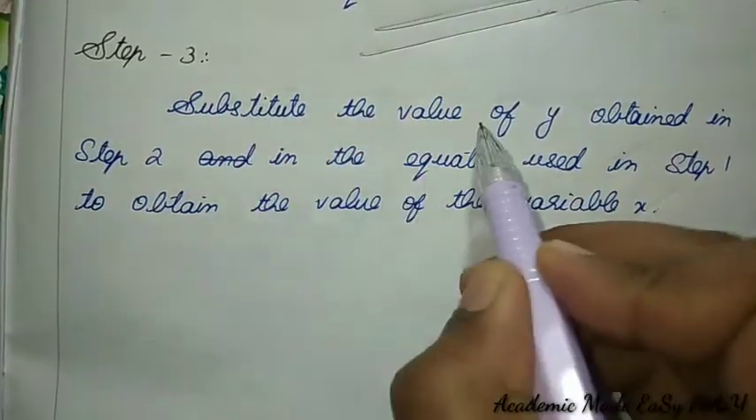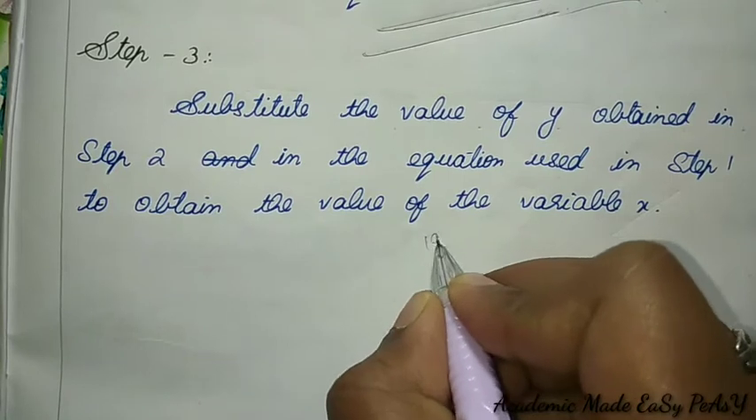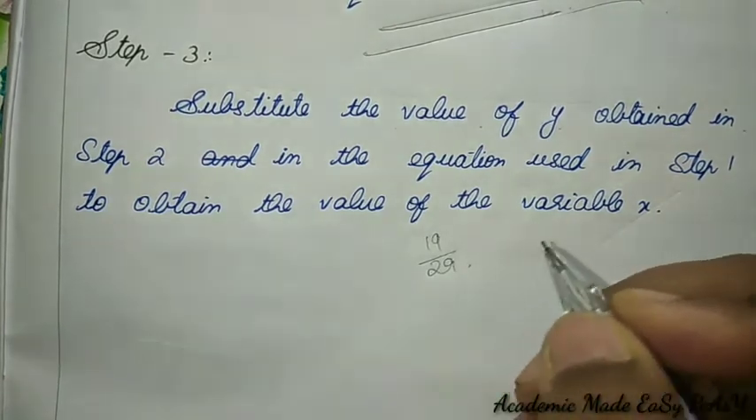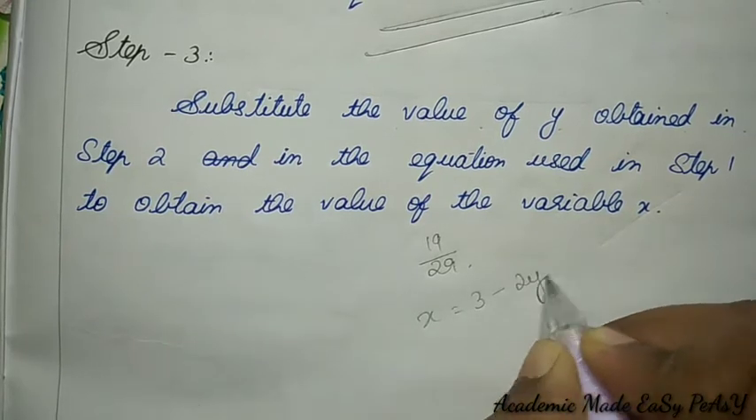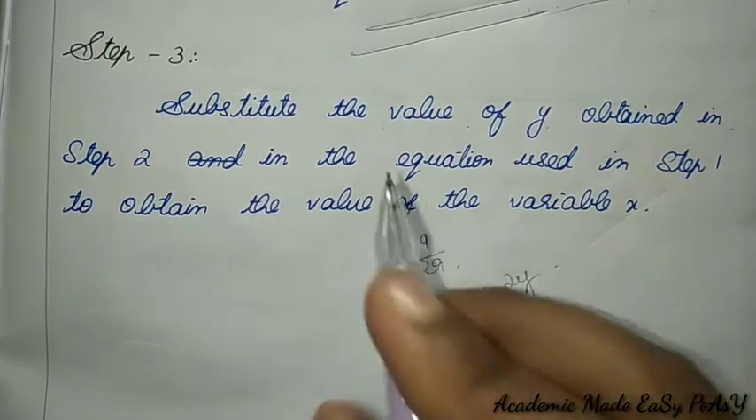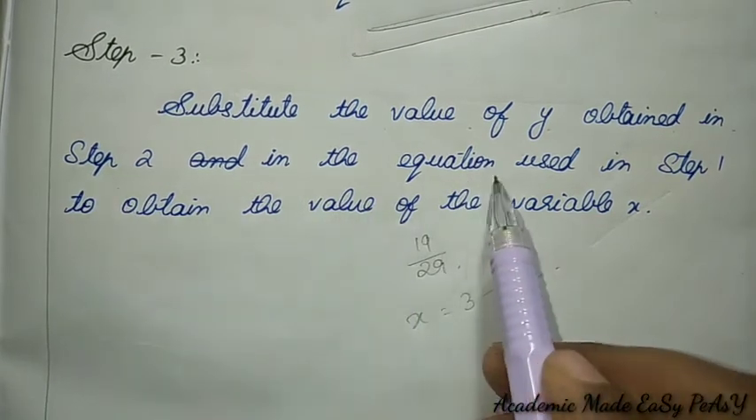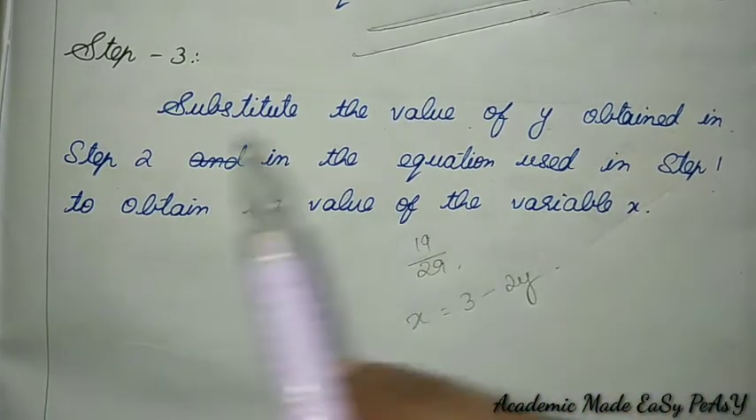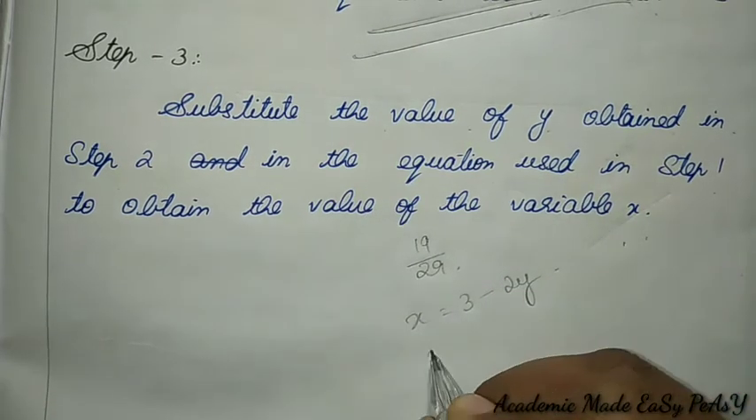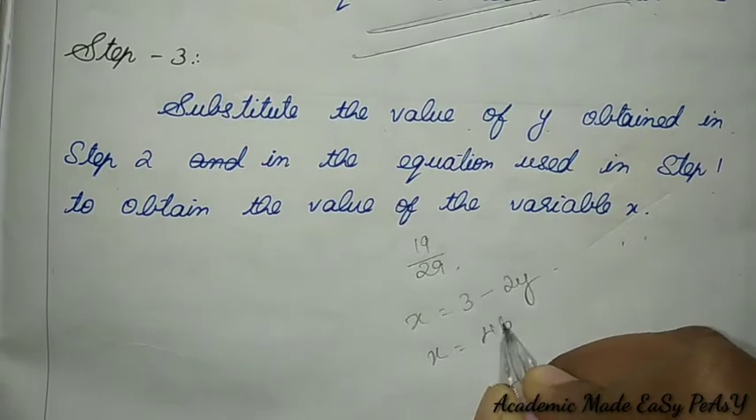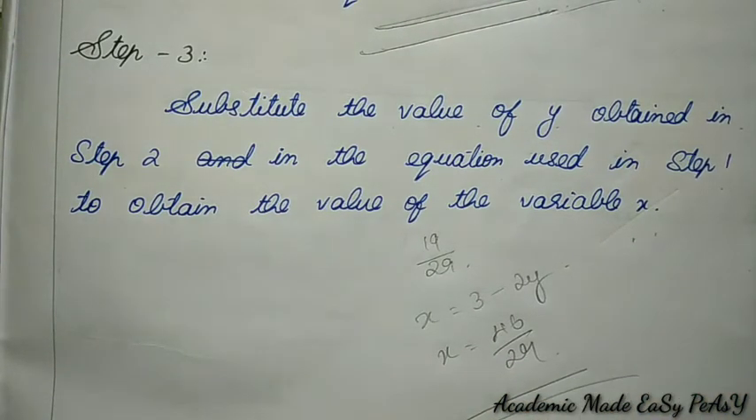Step 3: substitute the value of y obtained in step 2. We found y is 19 by 29, and we substitute it in x is equal to 3 minus 2y. That is what they are saying here: substitute the value of y obtained in step 2 in the equation used in step 1 to obtain the value of variable x. So we found x is equal to 46 by 29.